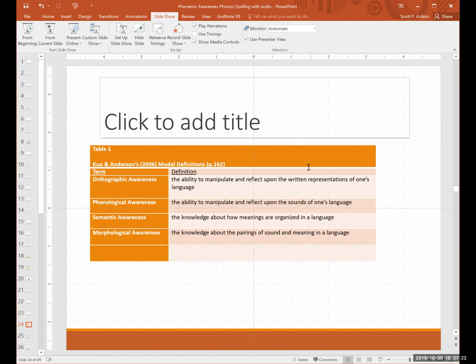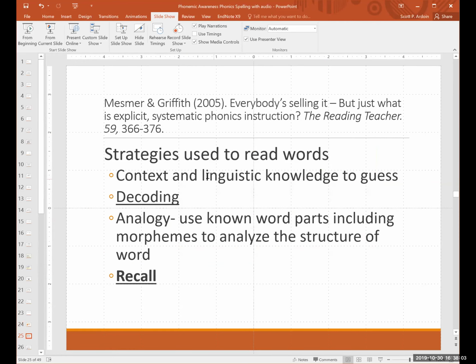So just defining these terms for you. Orthographic awareness: the ability to manipulate and reflect upon the written representation of one's language. Phonological awareness: the ability to manipulate and reflect upon the sounds of one's language. Semantic awareness, we haven't gone over that one yet, but that is just the knowledge about how meanings are organized in a language. And morphological awareness is the knowledge about the pairing of sounds and meaning in a language. So in some ways it's taking phonological and semantic awareness together when we're looking at morphological awareness, but it's more than that as well.